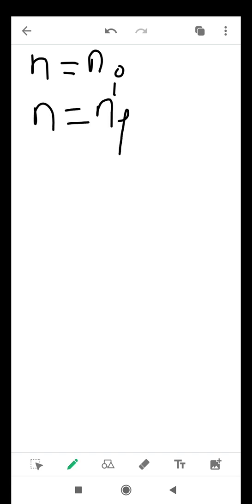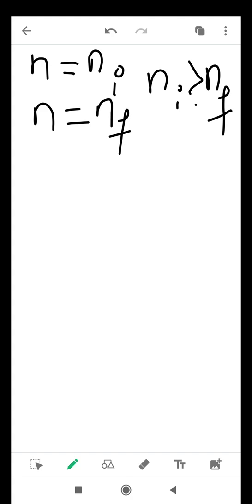We can consider this as n equal to ni and n equal to nf, the initial and final states, with the condition ni is greater than nf. The energy of the emitted photon is given by the expression.